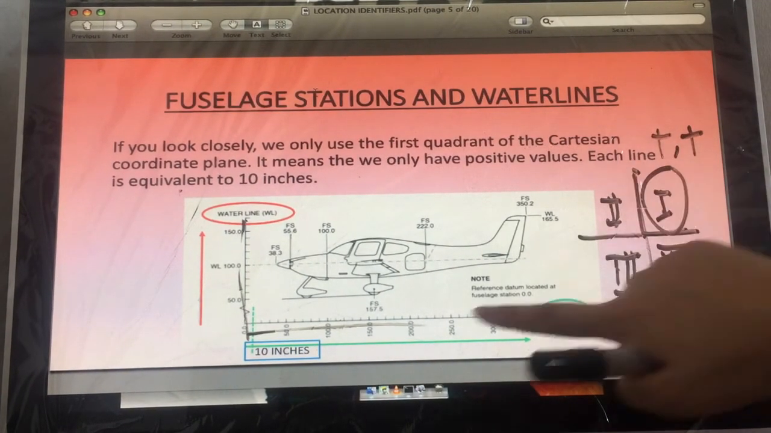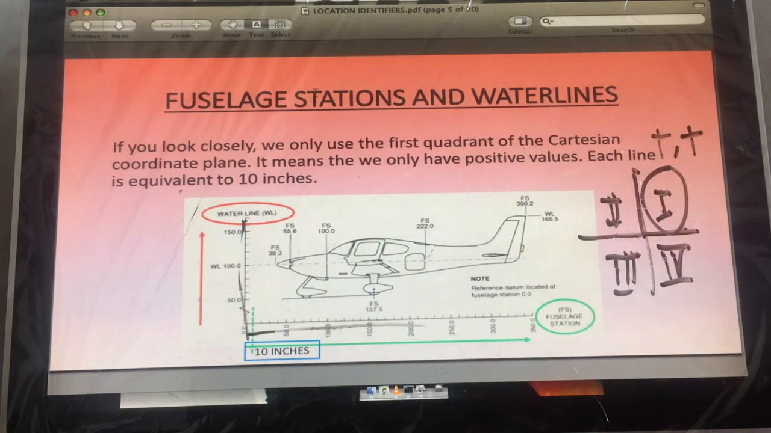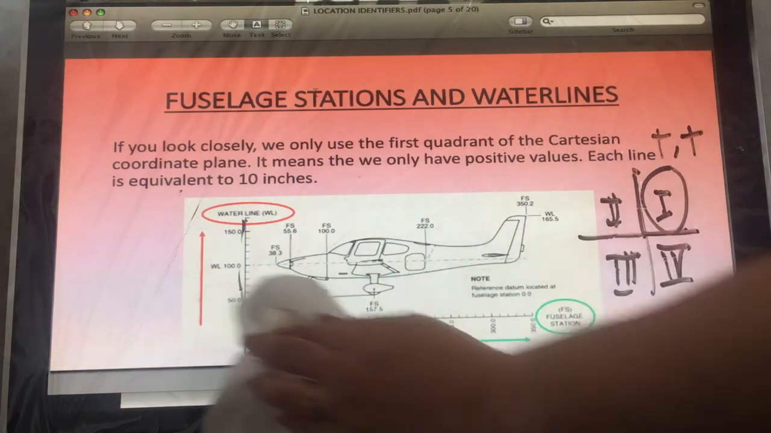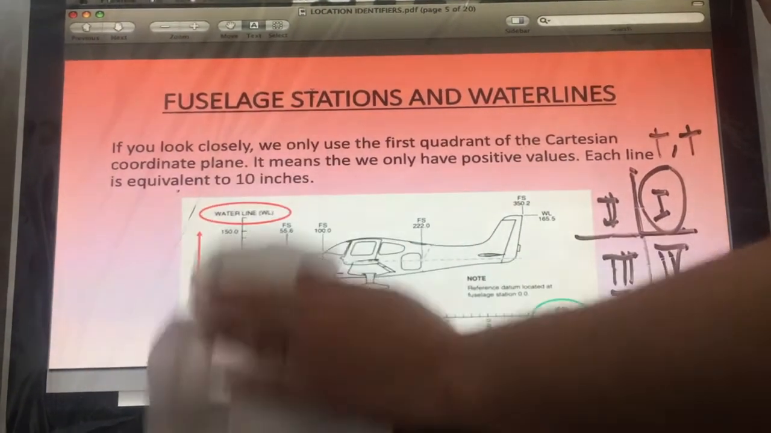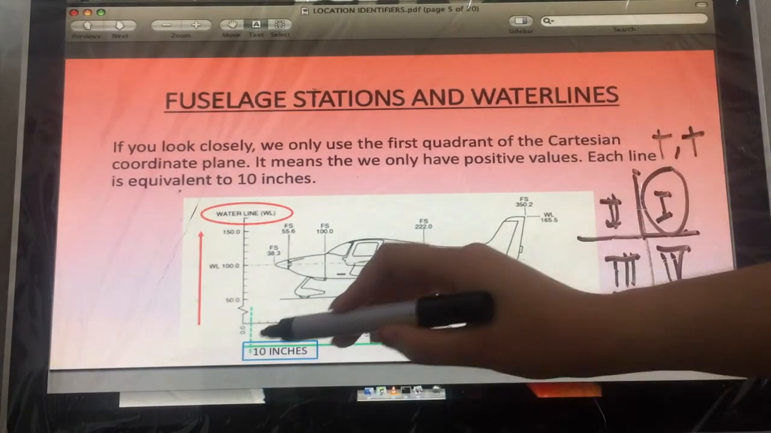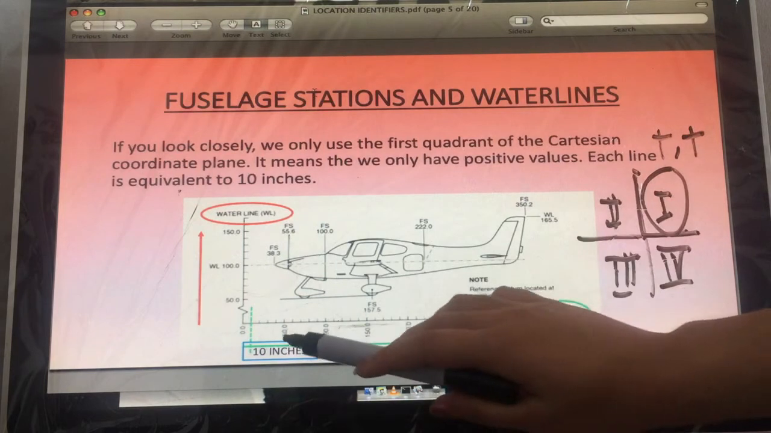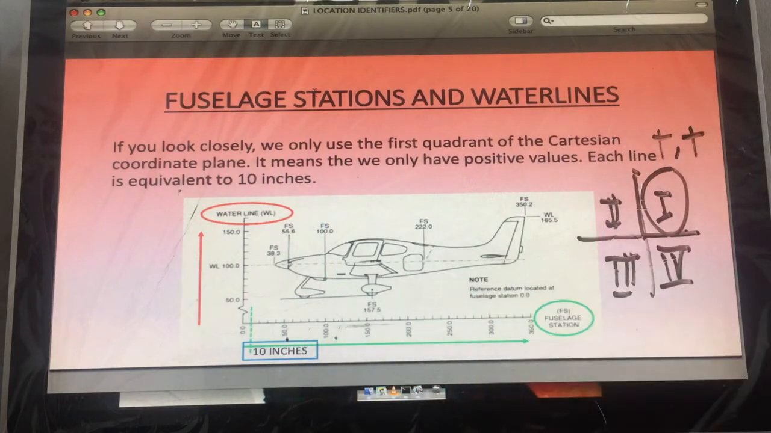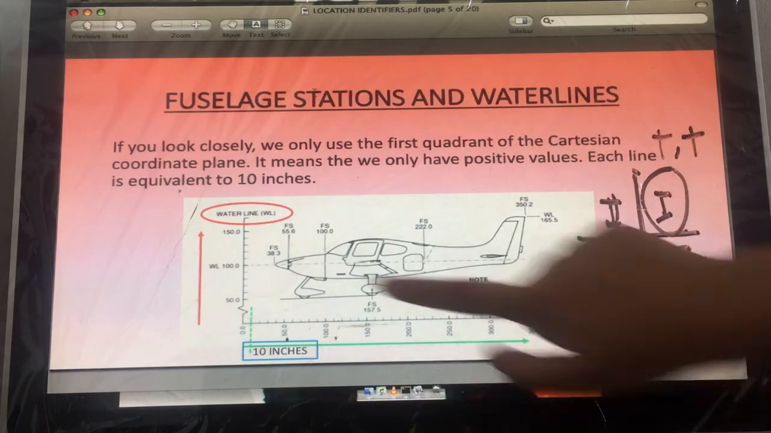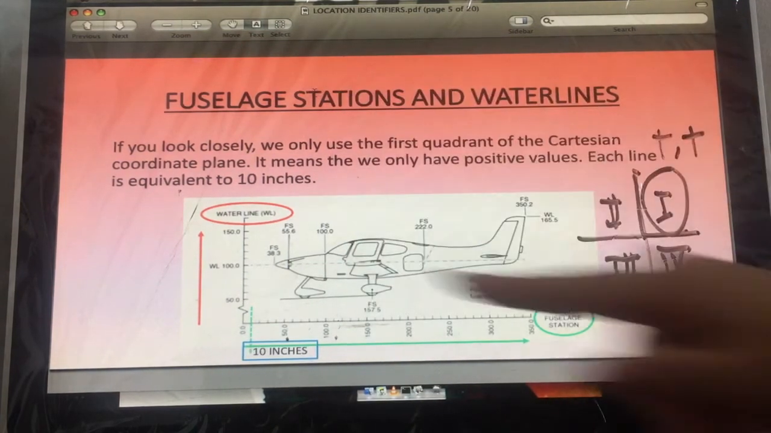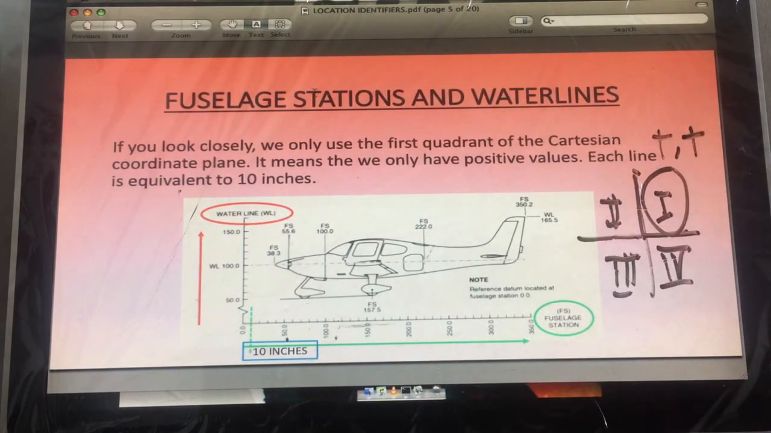Each line here is equivalent to 10 inches. If you can see the figure clearly, this one is 10 inches, and so on and so forth. They also have markers, like 50 and 100, so they go by 50s. Fuselage stations again are in the x-axis, and water lines are in the y-axis.